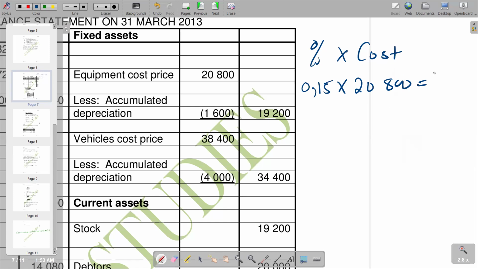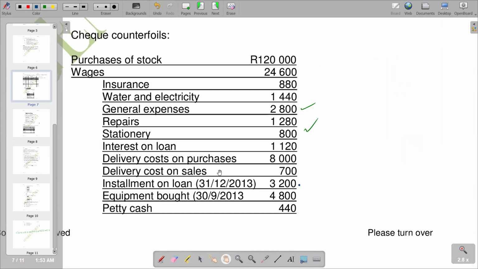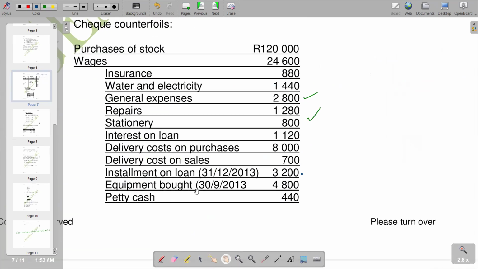We've got 3,120. So that's on equipment. Then if you go to our bank transactions, we are seeing that we've got an equipment that was bought on 30 September 2018 for 4,800. So you count the number of months that this equipment stayed in the business. So it was 1, 2, 3, 4, 5, 6. So it stayed for 6 months.